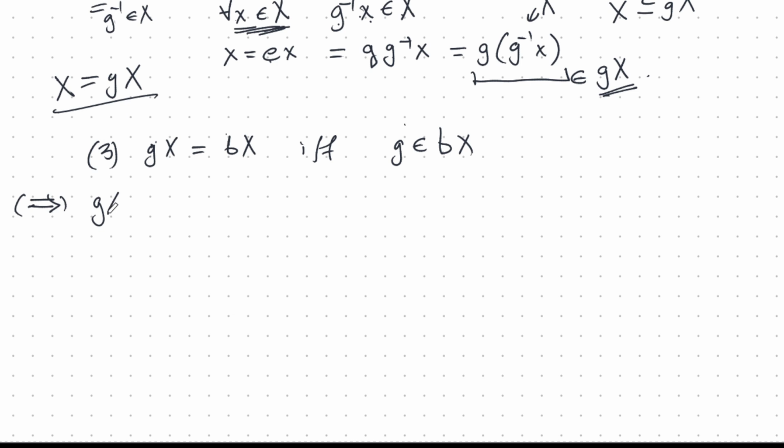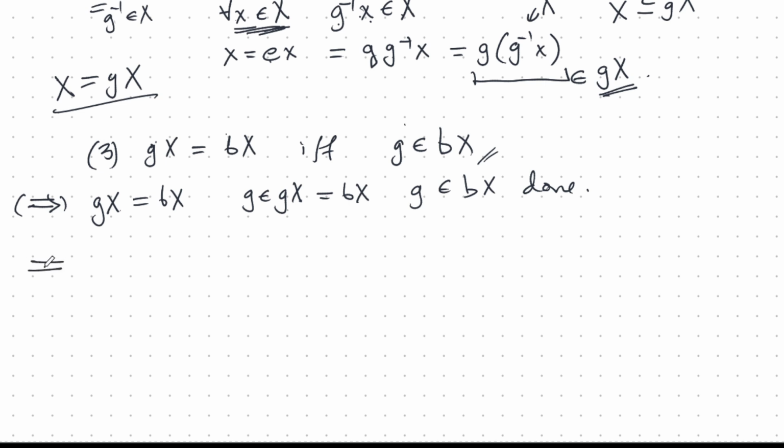So let's start by proving the implication one way. Let's assume gX equals bX. Then what can we say? Well, we proved from part 1, if you remember, proof 1, g is in gX, always true when X is a subgroup. So that means g is in gX, but gX is actually equal to bX, so g must be in bX, and we're done. We proved this. We got the implication.